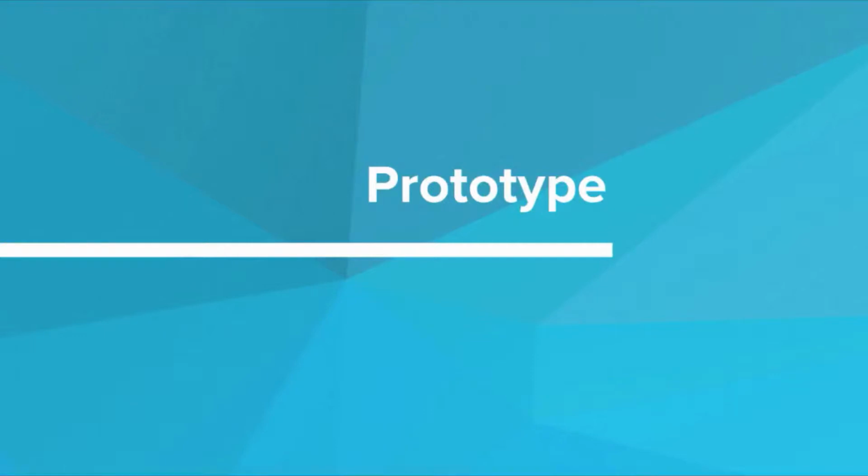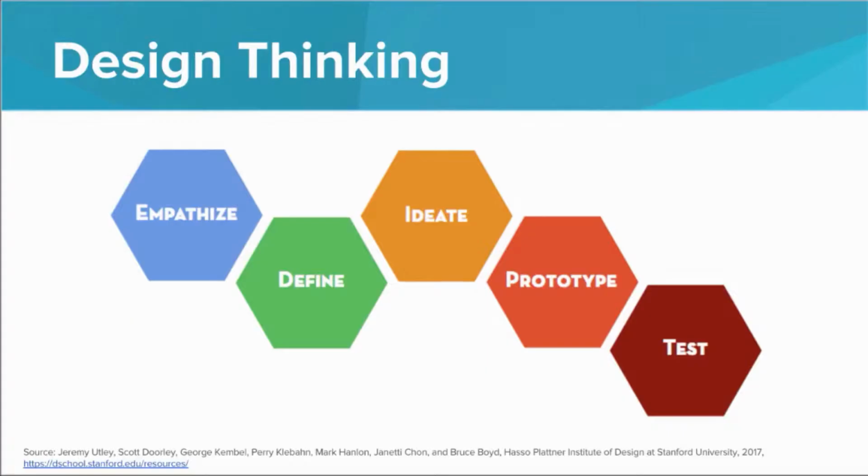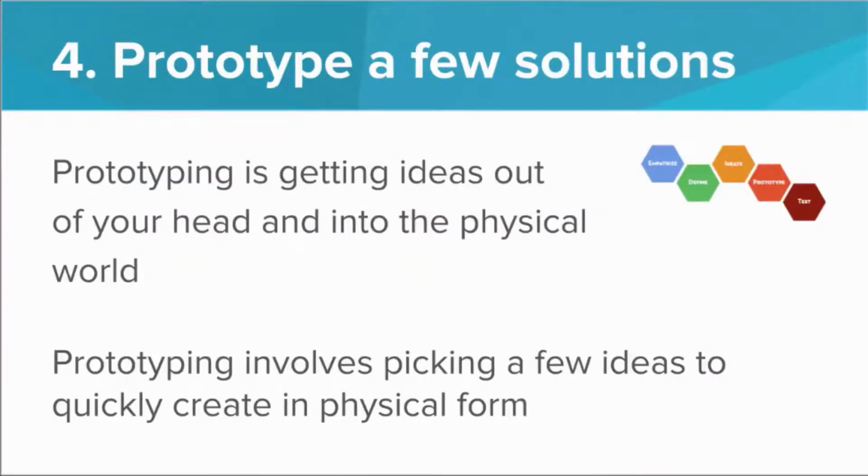Hi! In this video, we'll be talking about the next step of the design process, and that is the prototype step. So as we've seen, the Stanford D School has broken down the design cycle into these 5 steps: empathize, define, ideate, prototype, and test. In this video, we'll be doing a deep dive into the prototype step.